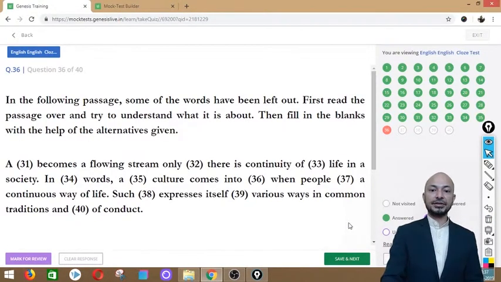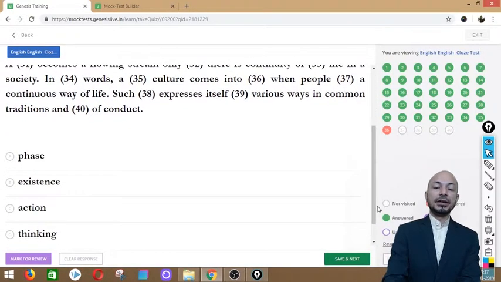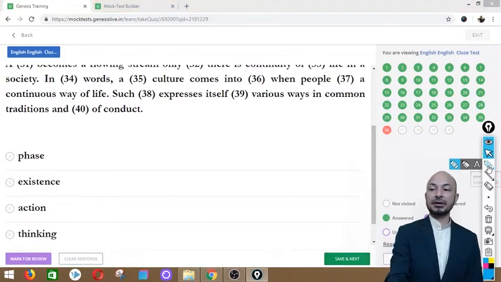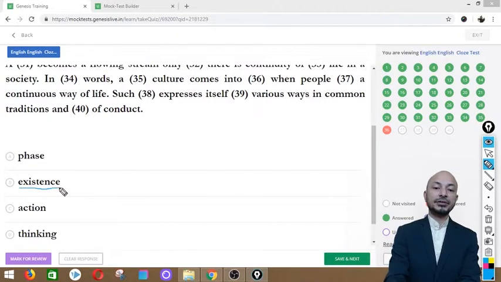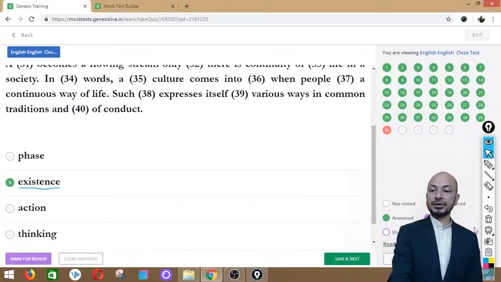So we come to number 36. We need to scroll down again right till the end. In other words, a distinctive culture comes into dash. So is it comes into phase, comes into existence, comes into action, or comes into thinking? And the correct answer is comes into existence, option B. Option B it is. So we click option B and save and say next.